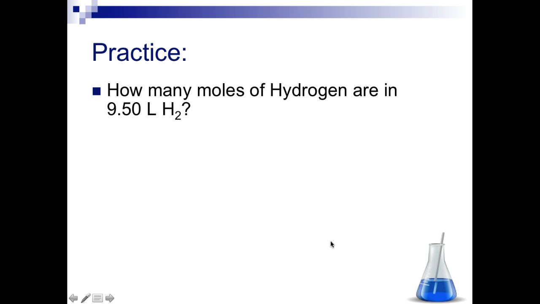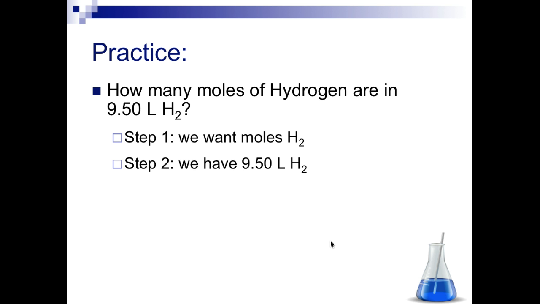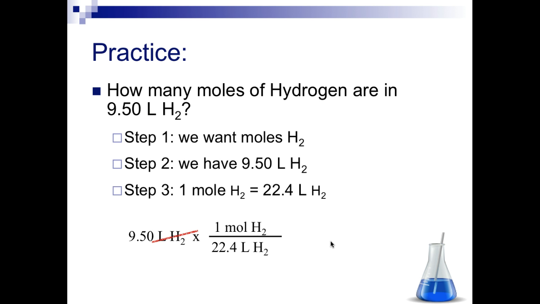Let's look at practice 2. How many moles of hydrogen are in 9.50 liters of hydrogen? Okay, pause the video, unpause it when you're ready. Great, welcome back. So we want moles of hydrogen. We're given liters of hydrogen. We know that 1 mole is equal to 22.4 liters. So we set it up so that liters is on the bottom so that they cancel, and plug in and we get 0.424 moles of H2.